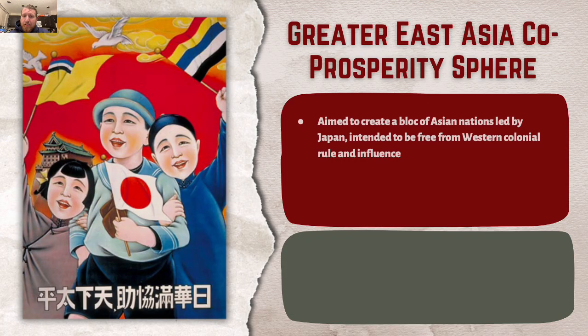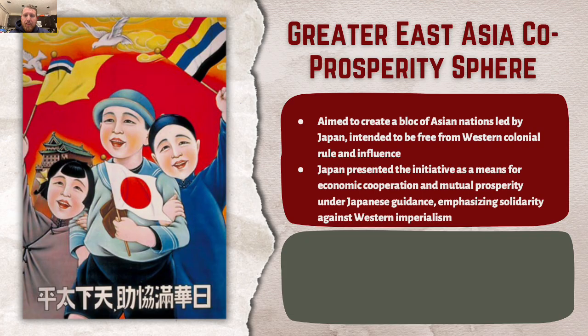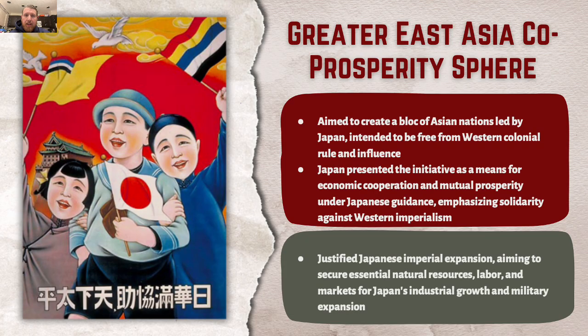All right, so the Greater East Asia Co-Prosperity Sphere. It was a key element of Japanese foreign policy. We talked about it a few slides ago, but it's just a block of Asian nations all under Japanese leadership. And they're going to do that to liberate them from Western colonial rule and influence. And to be fair to Japan, right, they dealt with foreign invaders, and that's why they were an isolationist country for 150 years.